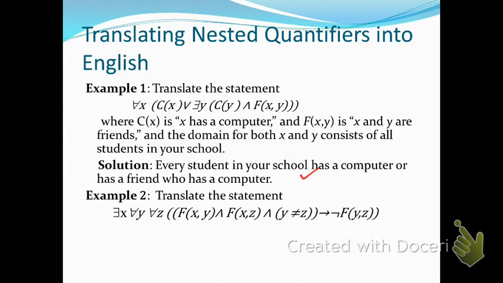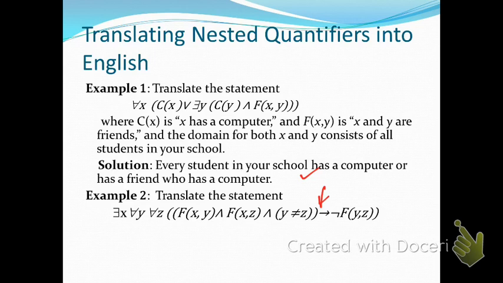Same universe, same X and Y, but now Z is also a student. So Z is also in our universe. So there exists an X for all Y and for all Z, such that F of XY and F of XZ and Y is not equal to Z, if this, then not F of YZ. Since this is an implication, this is an if-then.